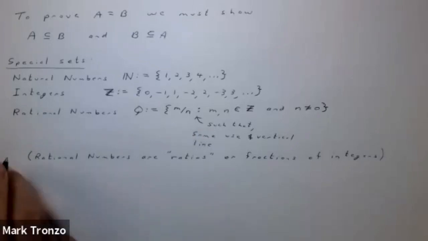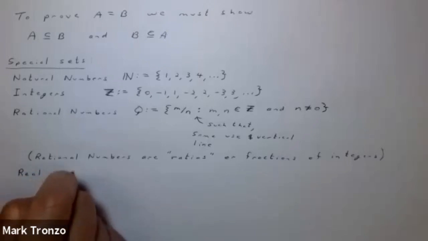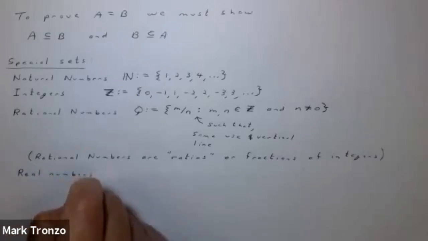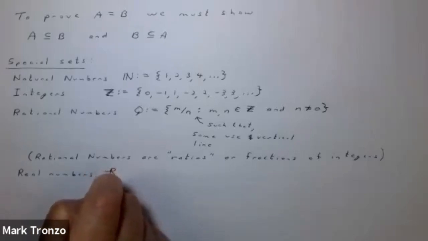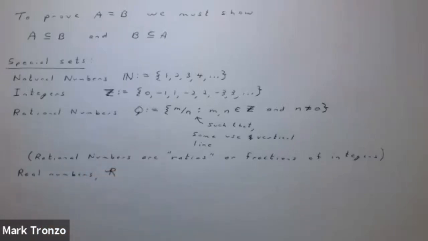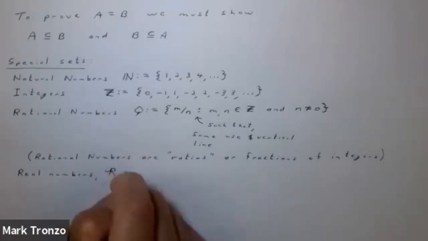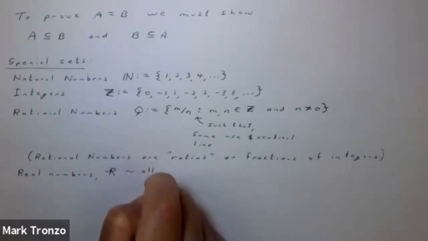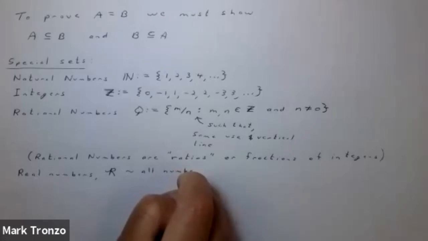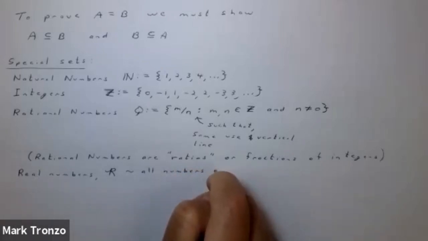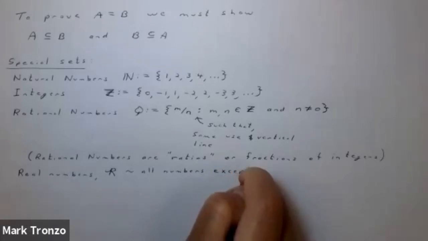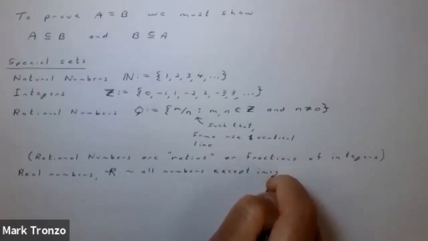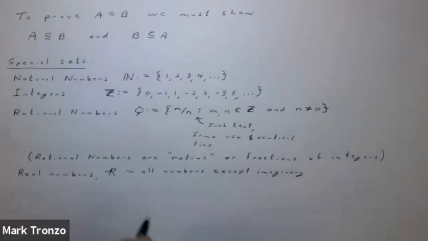And finally, we have the real numbers. And again, usually written with a fancy R. That's basically all numbers except imaginary ones. And so it includes rational and irrational.